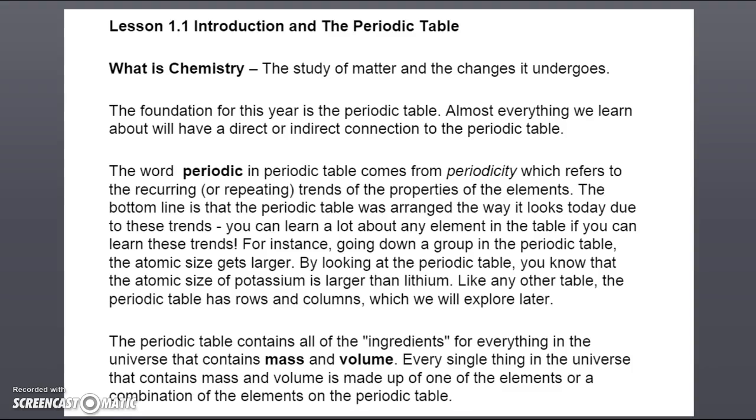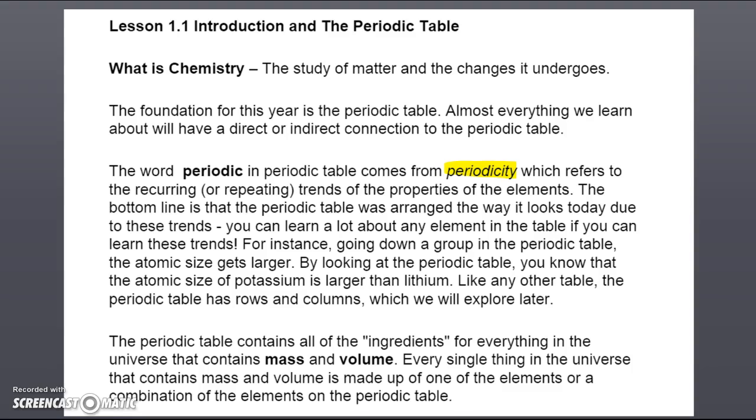So the word periodic in the periodic table comes from periodicity. Periodicity refers to the recurring or repeating trends of the properties of the elements. So the bottom line is that the periodic table is arranged the way it looks today due to these trends. So you can learn a lot about any element in the periodic table if you can learn these trends.